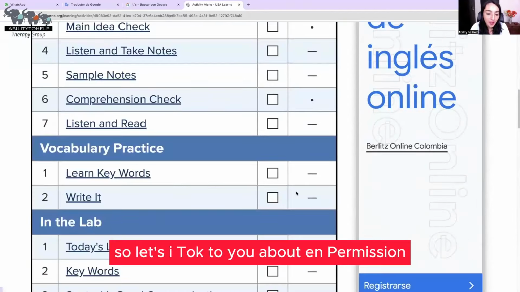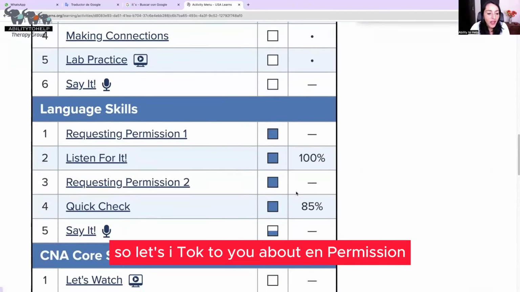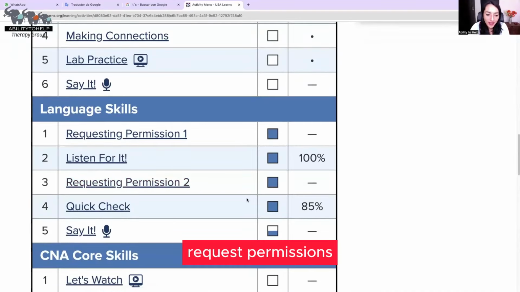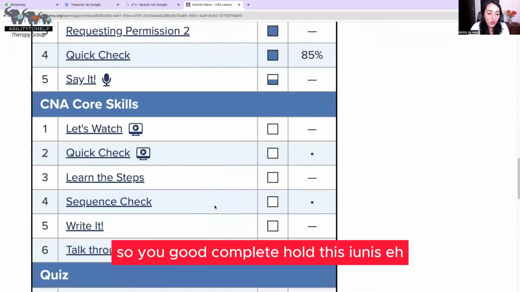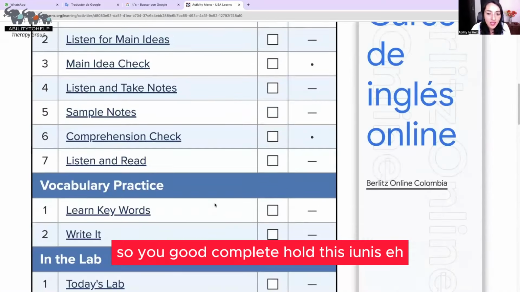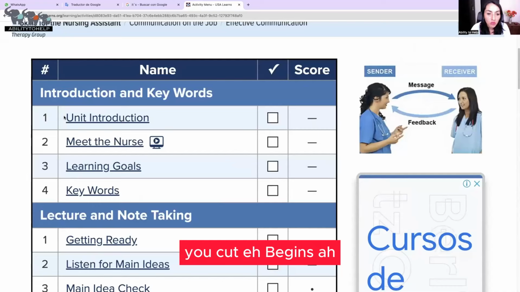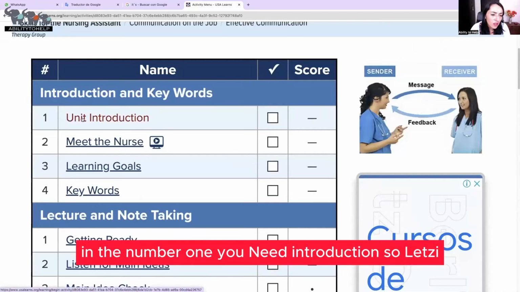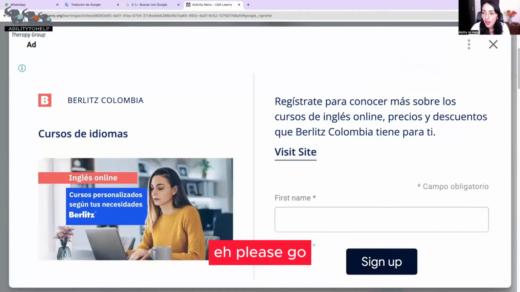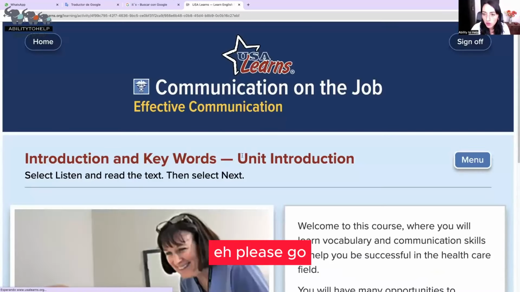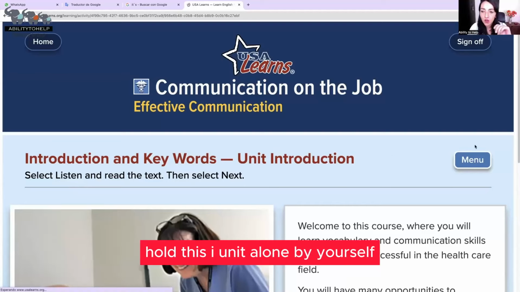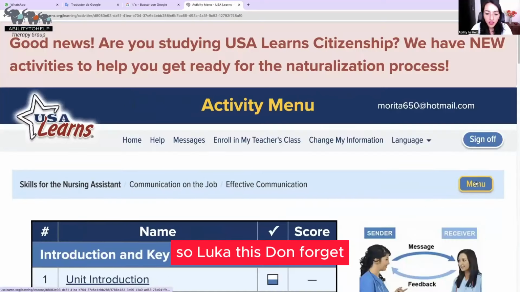So let's see. I talked to you about permission, request permissions. So you could complete all these units. You could begin in number one, unit introduction. So let's see. Please go to this unit and solve all this unit alone, by yourself. So look at this. Don't forget it.